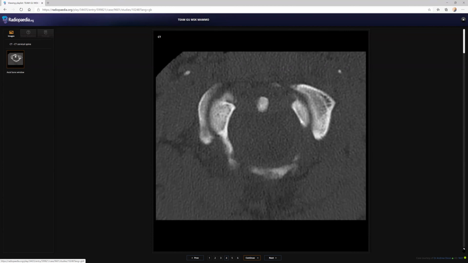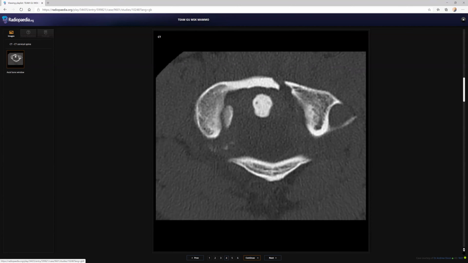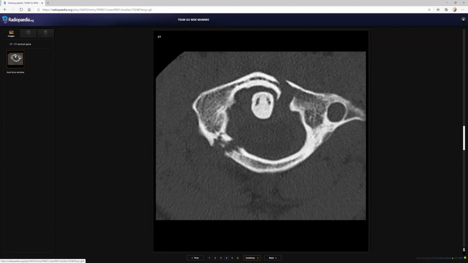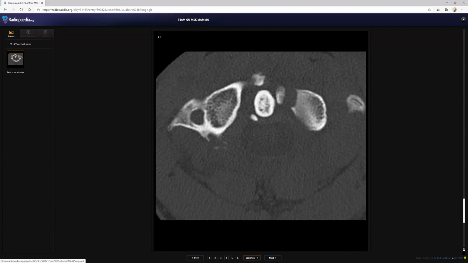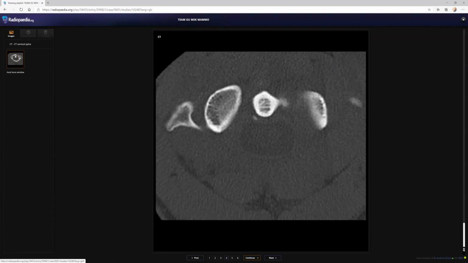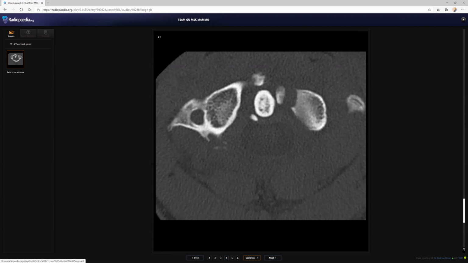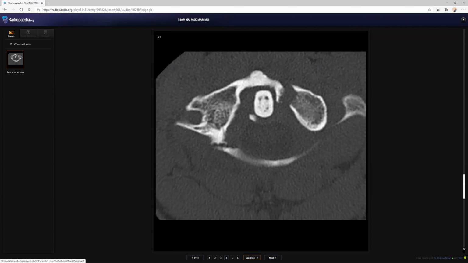So the CT axial section, non-contrast CT cervical spine axial section, showing the displaced fracture of the C1 vertebra, with the foramina patent. I don't see any other fracture. The other vertebrae I cannot see in this view. So most likely this is a C1 displaced fracture of the anterior and posterior arch.